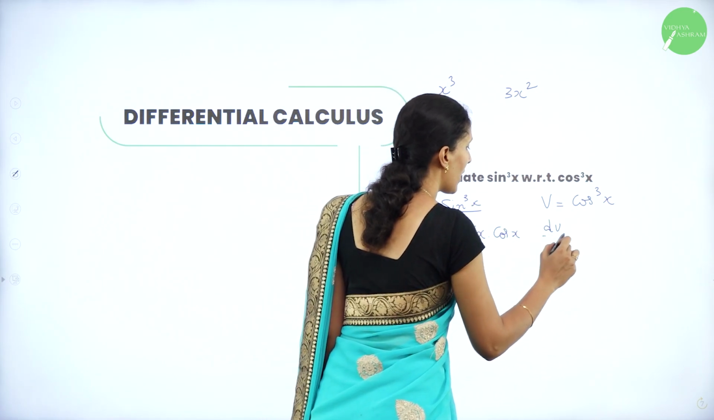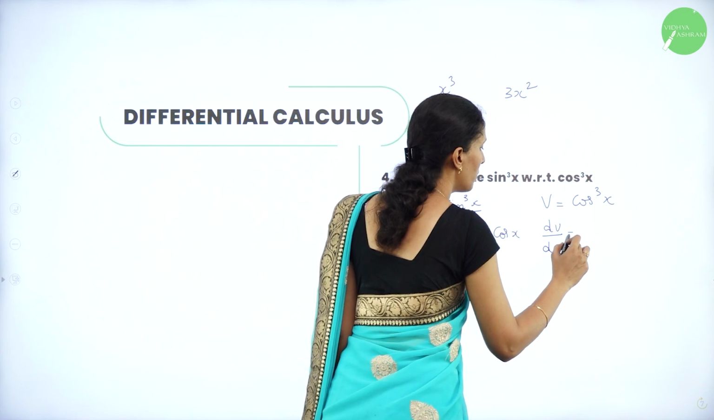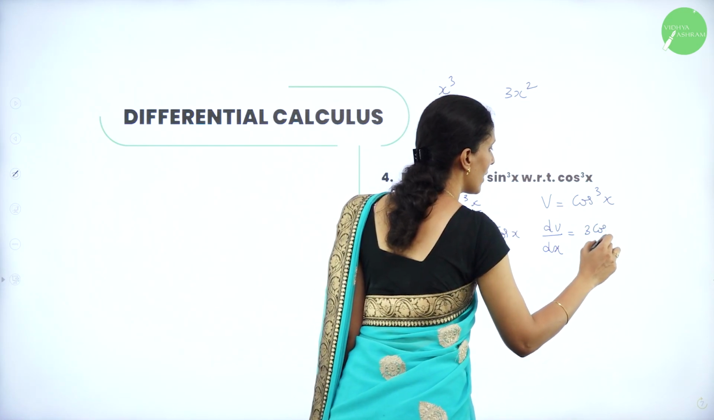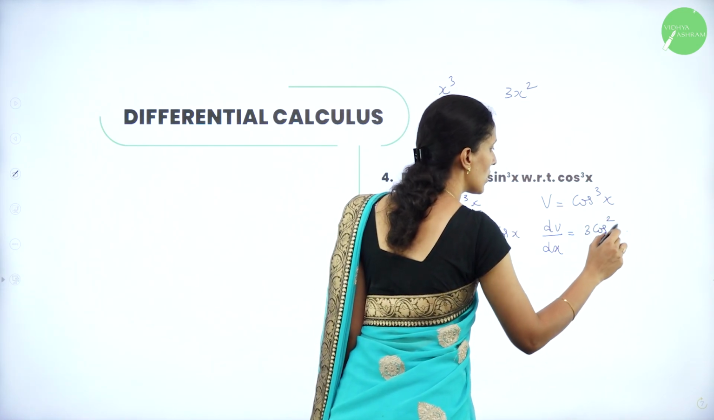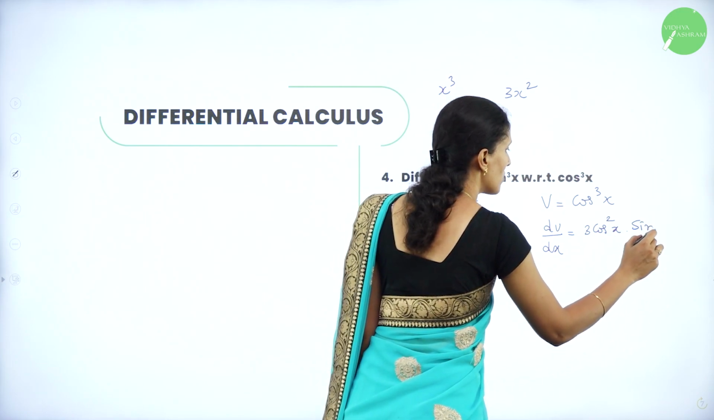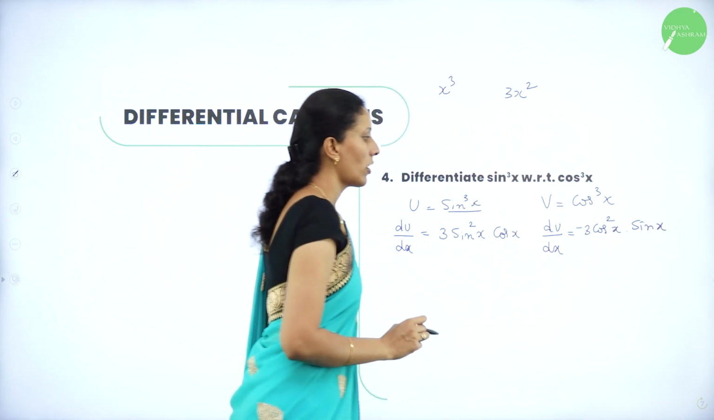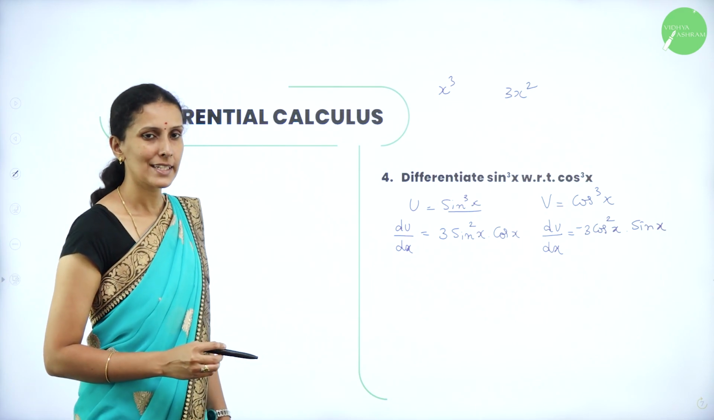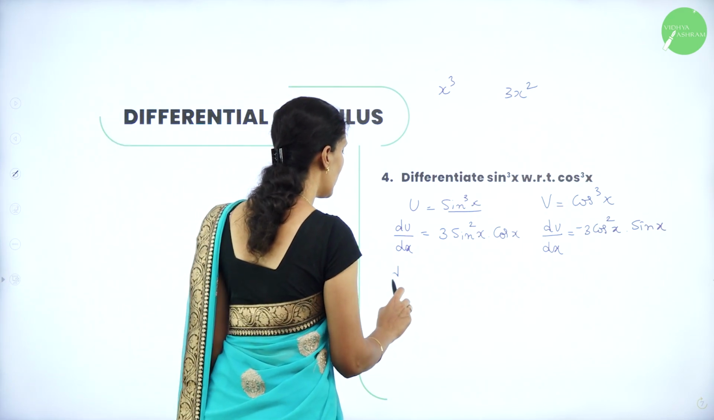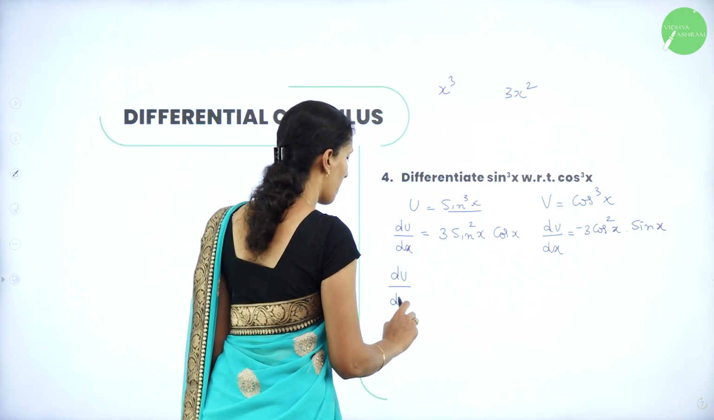Similarly, here dv by dx, you have cos cube, which is nothing but 3 cos square x, and differentiation of cos is minus sin x. So I'll write minus here. So now we got minus 3 cos square x sin x. Now let me calculate du by dv.